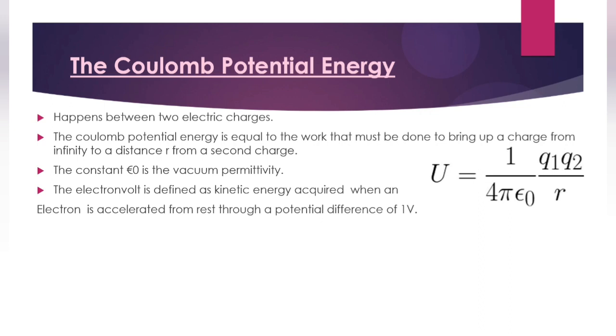The electron volt is defined as the kinetic energy acquired when an electron is accelerated from rest through a potential difference of 1 volt. The relation between electron volts and joules is 1 electron volt = 1.602 × 10⁻¹⁹ joule.